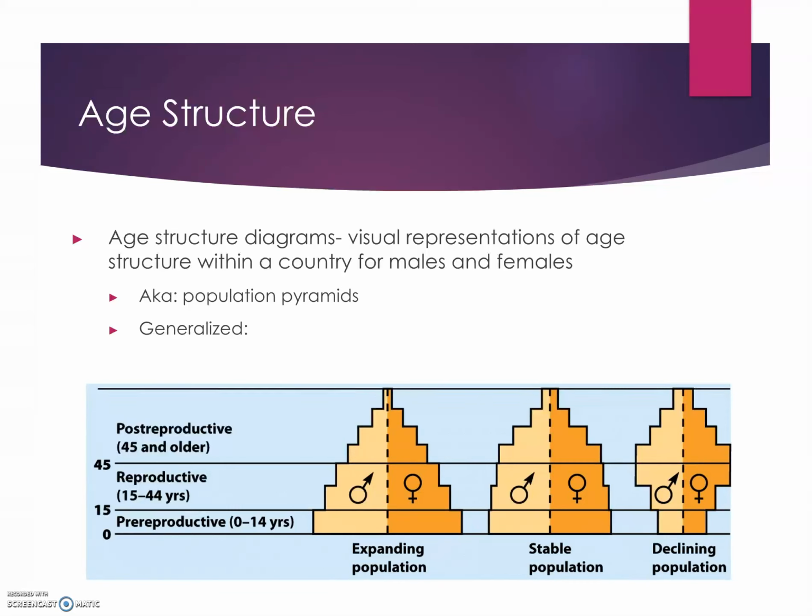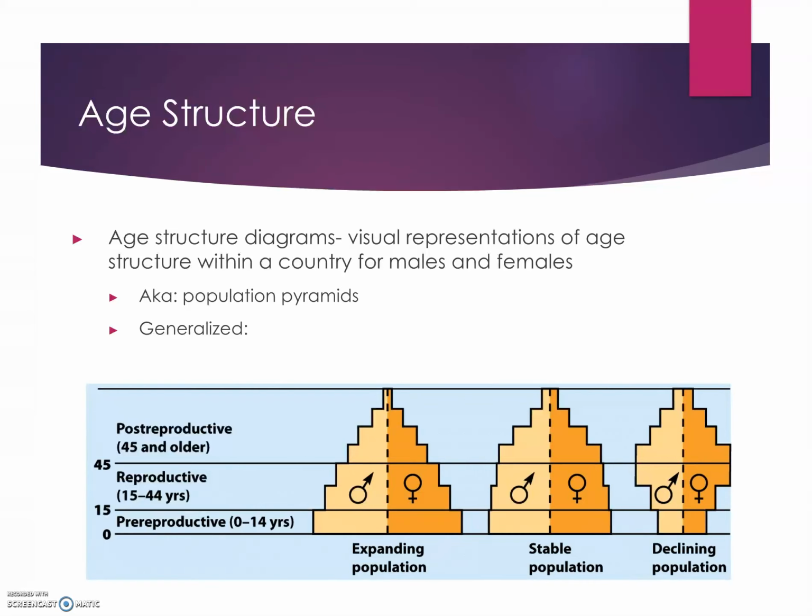It represents females and males, and it's usually broken up into pre-reproductive age, so under 15, those reproductive years between 15 and 44, and then post-reproductive populations that are 45 and older. It allows us to see the number of people that are of a certain age in a population, and allows us to analyze what that population is doing.